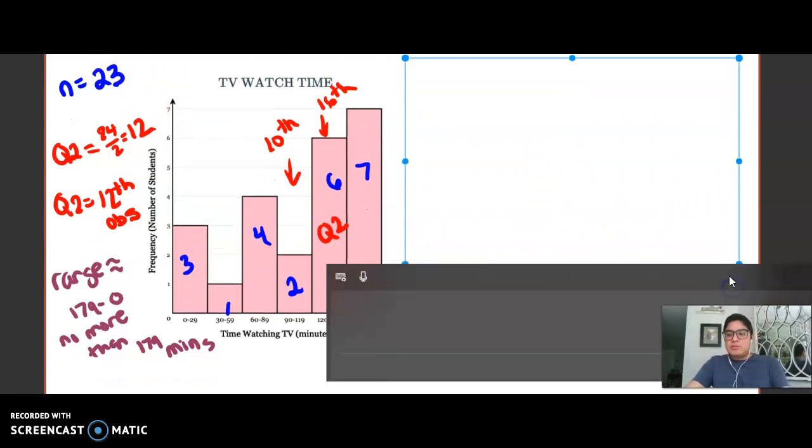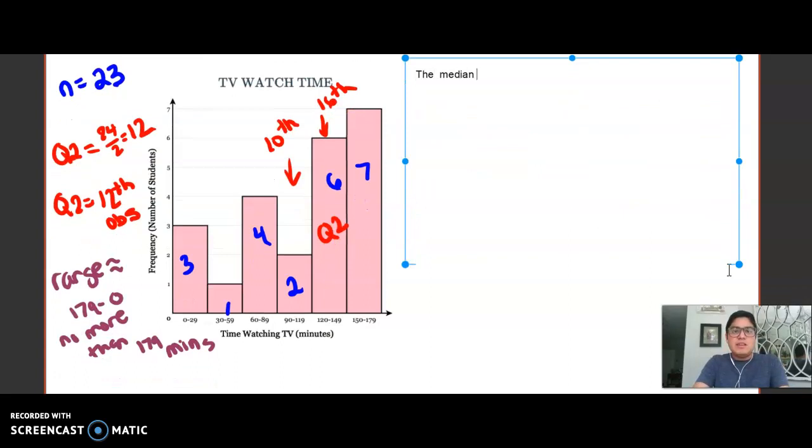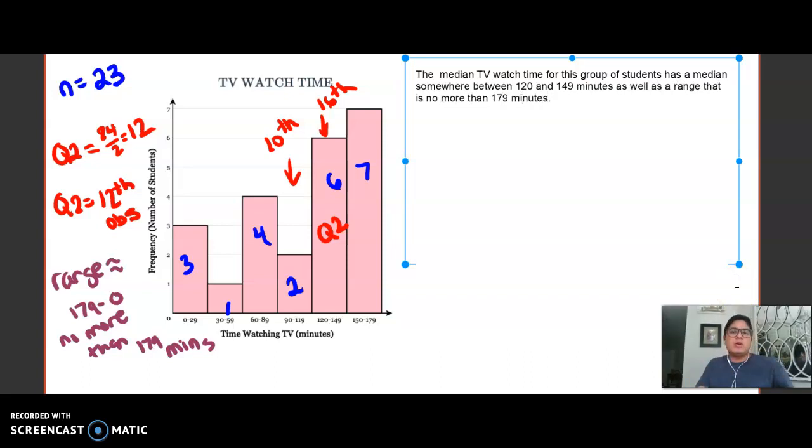We need to describe our distribution. So let's start with the measure of center. The TV watch time for this group of students has a median somewhere between 120 and 149 minutes, as well as a range that is no more than 179 minutes. And see my wiggle words, like between, no more than, somewhere. You could use approximately if you wanted to. But again, you're giving that wiggle room. I don't know any definitive information about this data set. I just know these intervals.